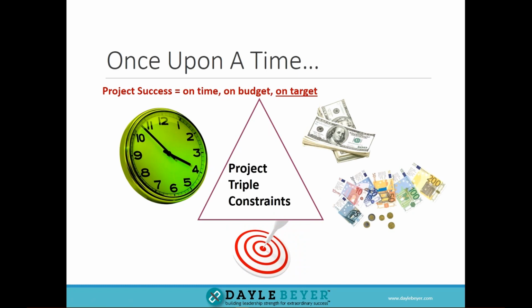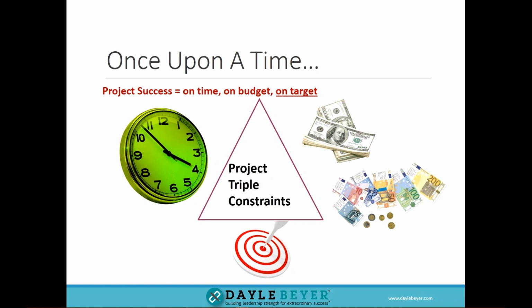But the Chaos Report from the Standish Group has redefined project success. They said that's not good enough, because when they tracked projects over the years 2011 to 2015, they saw that the success rate of projects wasn't really increasing. And they couldn't figure out why. Even if we built projects on time, on budget, and on target, customers were not happy.